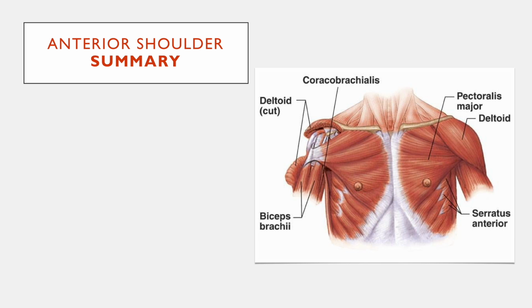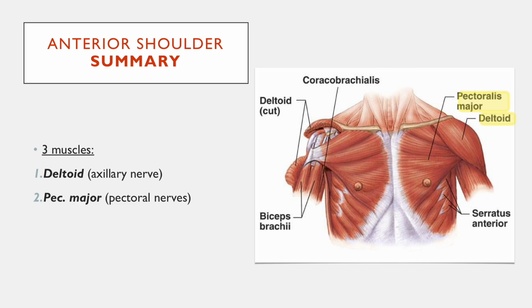So just a summary of the anterior shoulder. It's fairly straightforward. There are three muscles: the deltoid, pectoralis major, and the serratus anterior.